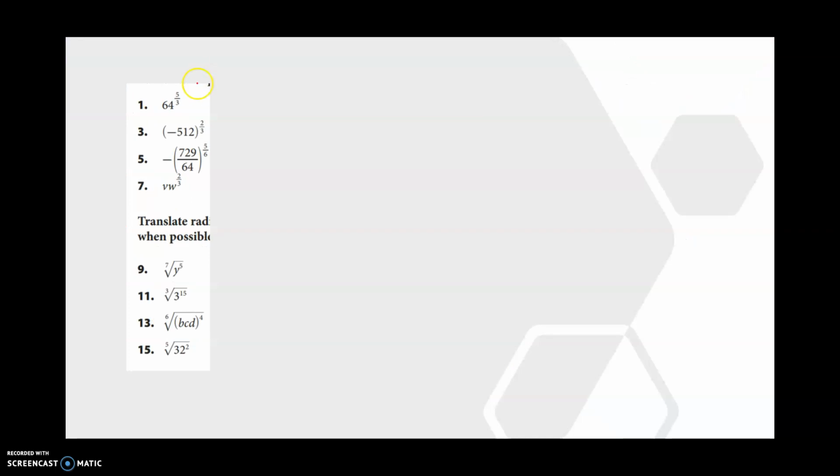So the first one, if we translate it, could be written two different ways. Remember, this is our exponent, this is our root. So it could be 64 to the 5th power, and we take the 3rd root of it, or 64 the 3rd root of it to the 5th power. So which of those makes more sense to do if we're trying to figure it out in our head without using our calculator? This one wins right there.